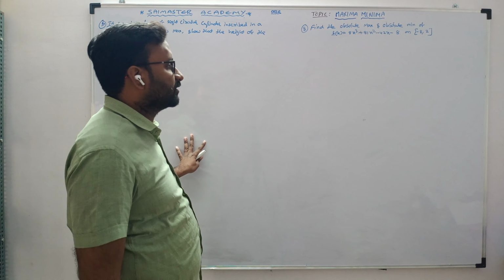I am explaining only 8 problems from Maxima Minima. 100% you will get one question for the exam every year. See the question, fifth question. If the curved surface of a right circular cylinder inscribed in a sphere of radius small r is maximum, so we have to show maximum. What maximum?